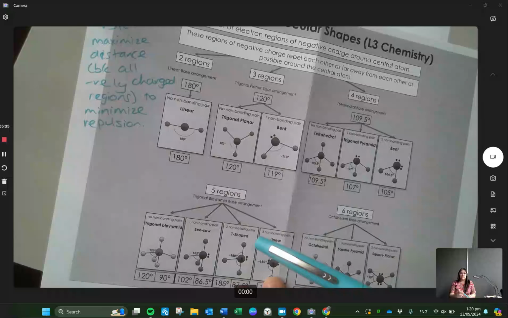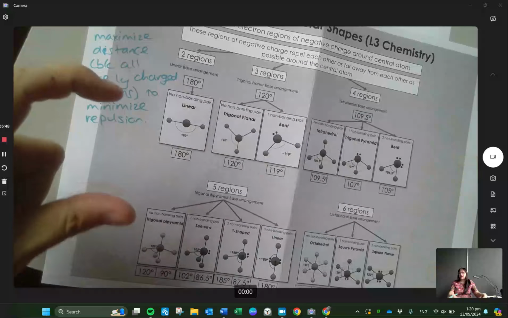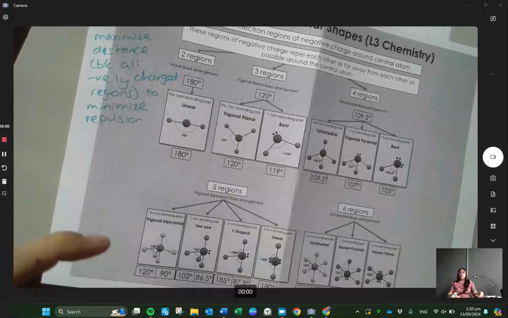Trigonal meaning 3, planar meaning flat, pyramid being a 3D pyramid. Bent looks like bent, linear looks like linear, and tetrahedral means 4. Tetra's 4. So that's all stuff. Very unlikely they'll ask you those molecules because they're going to look at the larger ones.